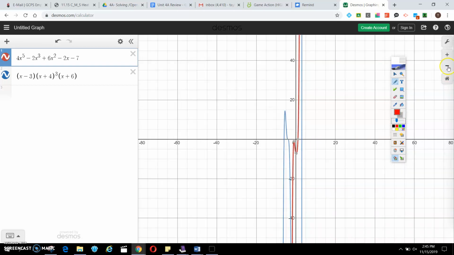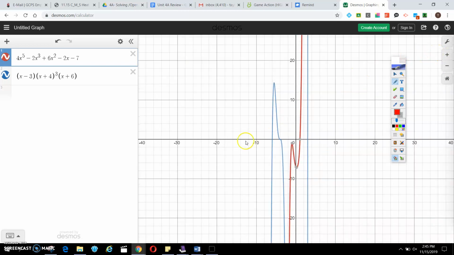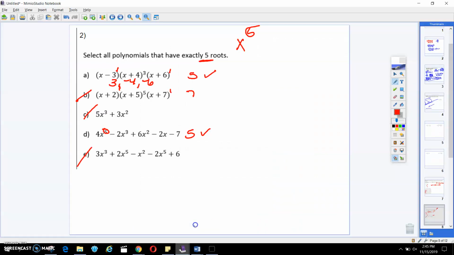with potentially another one somewhere else, but I don't see it anywhere. So I'm going to say that this blue one has the 5 solutions, and this red one is also going to have 5 solutions. Okay, so when I go back to it, it says select all that have exactly 5 roots. Boom.